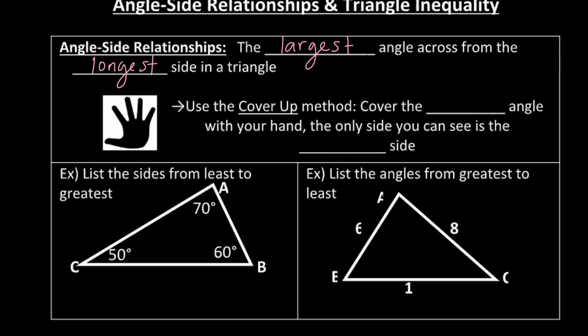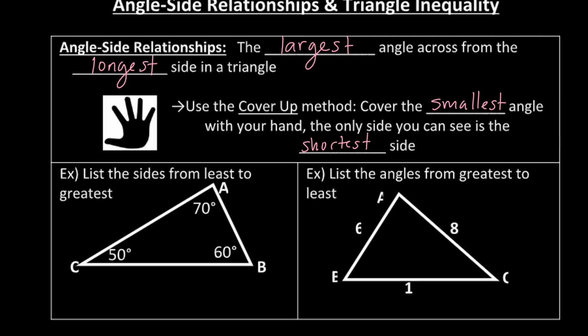Now, I know it's hard for some of you to visualize the concept of across from. So C is across from line AB. It's hard for you to visualize that. So I use what is called the cover-up method. What you do is you take your hand and you cover up whichever angle you want to look at. So maybe the smallest angle. And the only side showing is going to be the shortest side.